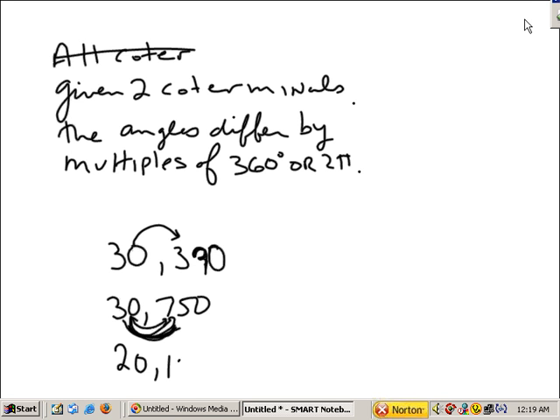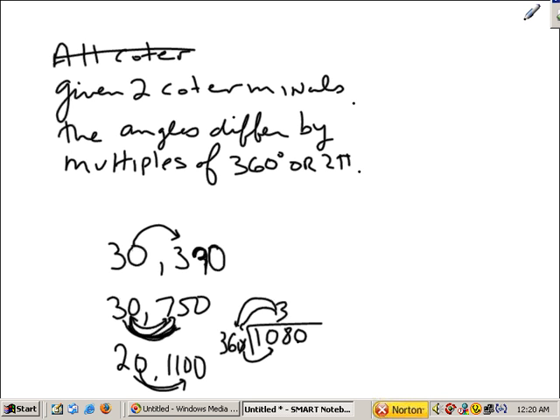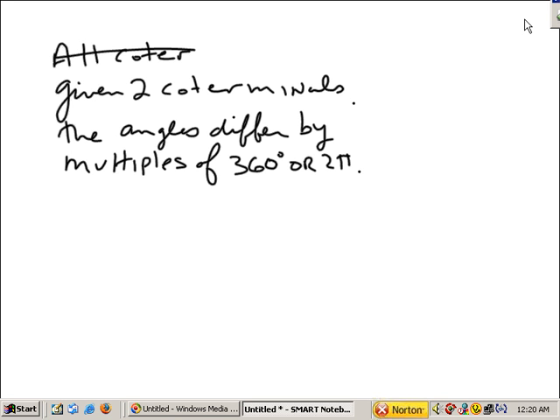So you have 20 degrees and 1100. Well, you should be able to take away 20 from 1100. You get 1080. And would you believe that 360 goes in there three times? That is, the difference is a multiple of 360. The difference, 1080, is 3 times 360. 3 times 360 is 1080. Two coterminals differ by a multiple of 360 or 2 pi.